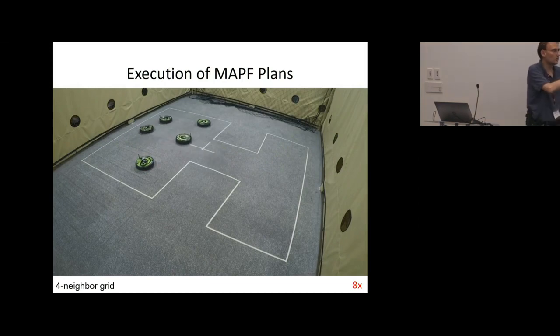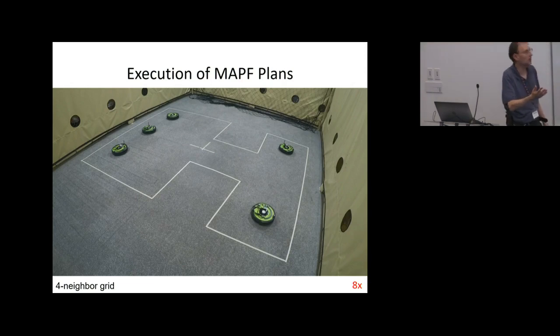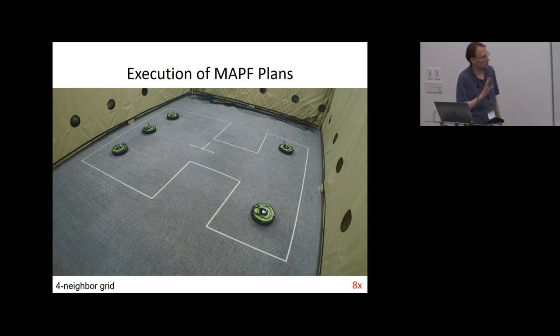If you execute them in robots, you need to think a little bit about this because we didn't model things like acceleration, for example. So you need to do some post-processing step that adjusts the speeds properly of the robots so that they don't run into each other because of these non-modeled constraints. But you can certainly do it.